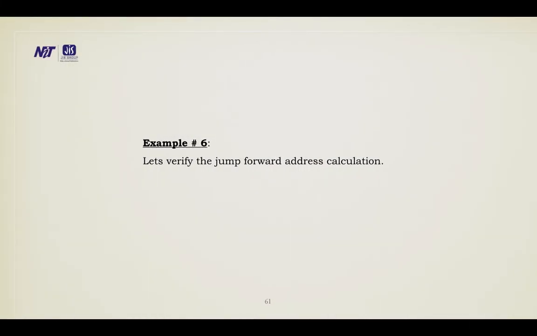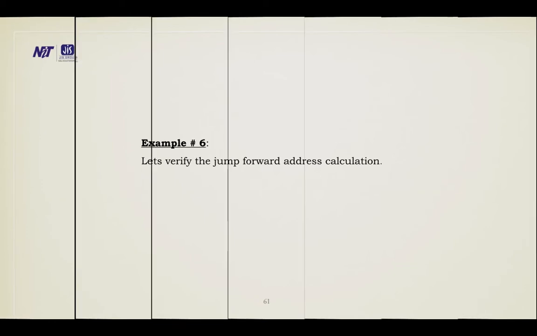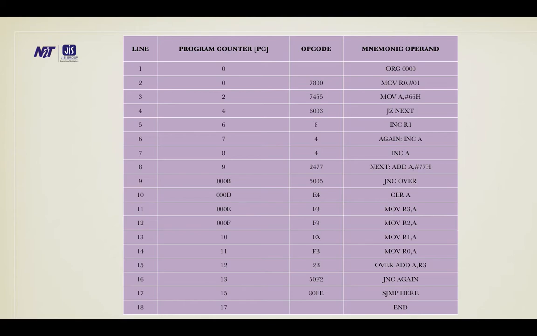Example 6. Let's verify the forward jump address calculation. The first column is the line, the second column is the program counter, then the opcode, then the mnemonics. ORG 0000. Program counter 0: MOV R0, #01, opcode 7801. Then MOV A, #68 with opcode 7455, at program counter 2. JZ next, opcode 6003, at program counter 4.